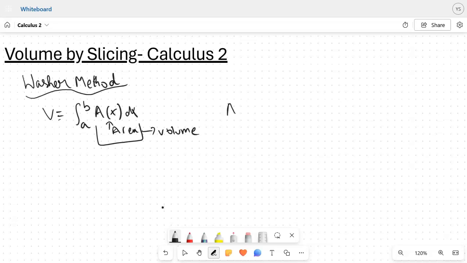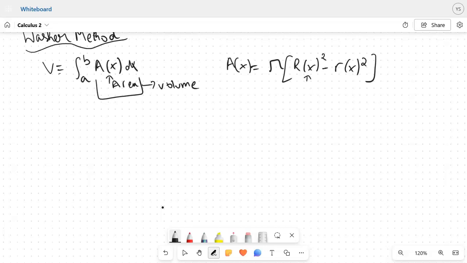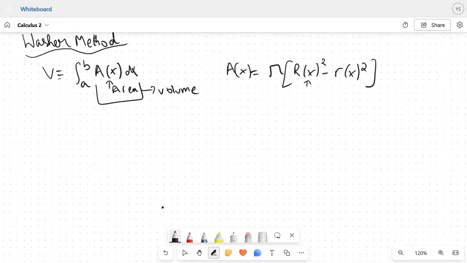Now A of x for the Washer method is going to be pi times R squared, where R squared is going to be the outer function minus the inner function. Pi times outer function squared minus inner function squared. This can be a function, or it can also be two lines that you subtract, like y equals 1 and y equals 3, the places between that. Let's have a look at an example to see how this works.